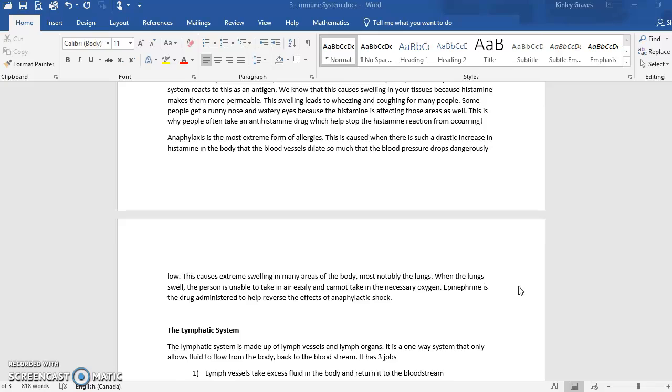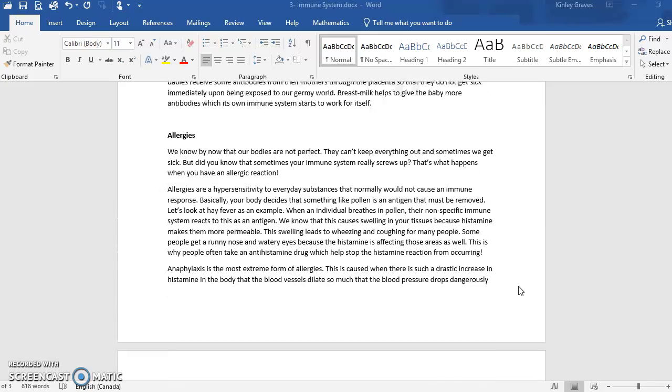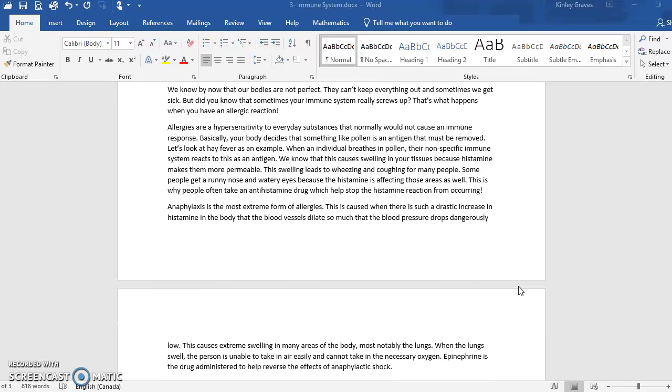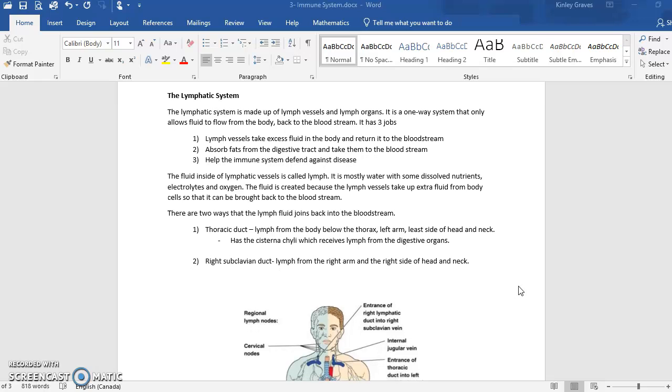So that's kind of how we have immunity we talked about, and then we also talked about allergies. So those are kind of two interesting things to know. And then we have a system called the lymphatic system that's closely connected to our immune system. So the lymphatic system is made up of lymph vessels and lymph organs. It's a one-way system that only allows fluid to flow from the body back into the bloodstream. And it has three jobs.